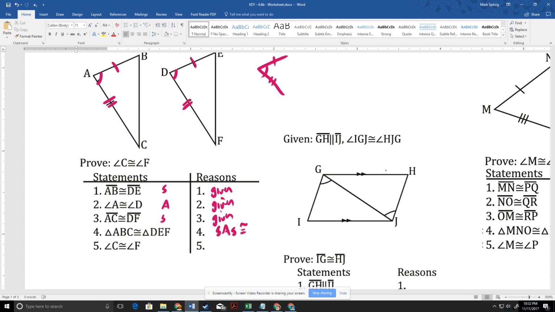Once we know the triangles are congruent, that means now we know that all the other parts of the triangle are congruent. So the corresponding parts of the congruent triangles are going to be congruent. CPCTC. All right.